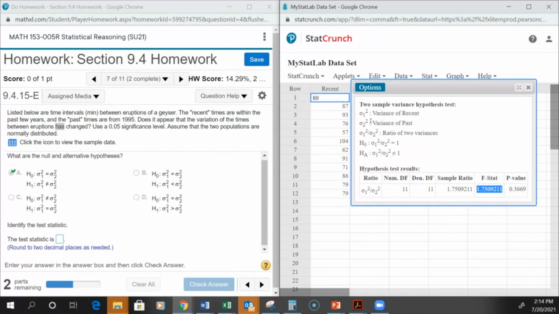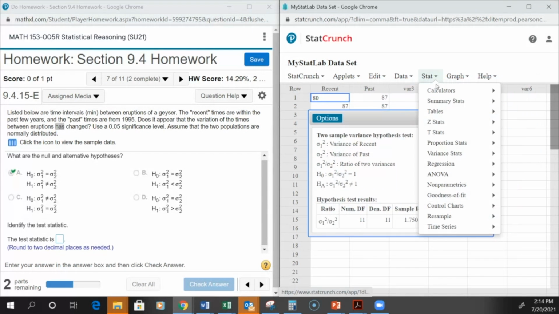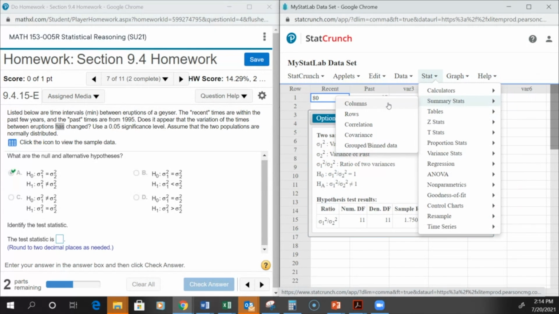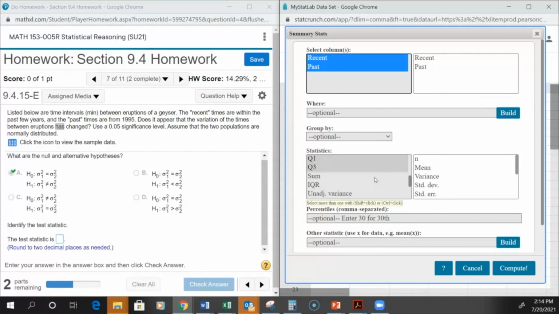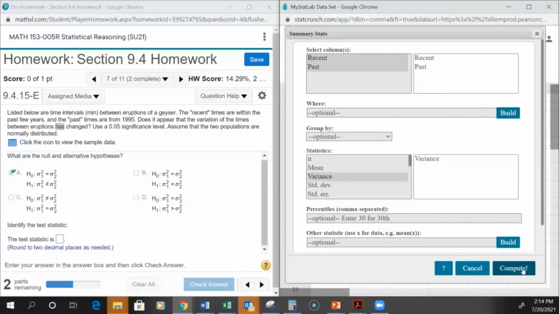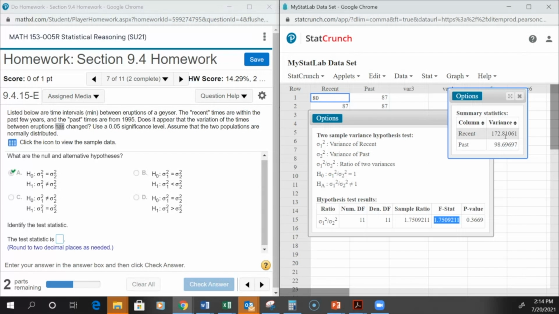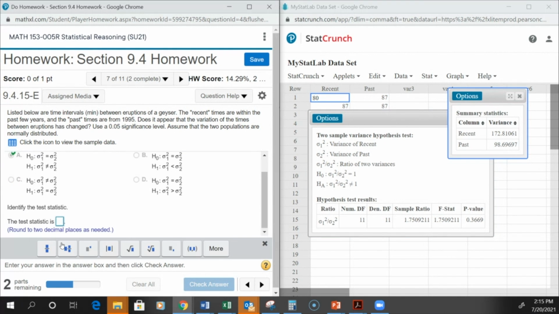And what were the actual unadjusted variances? Let me just show you. Summary stats, they are in columns. We want to know both columns, and we want the variance. The recent one was the bigger, and so they put that there. By luck, we got it right. But I think it fixes it either way. Maybe I'm wrong about that, but I think it fixes it.